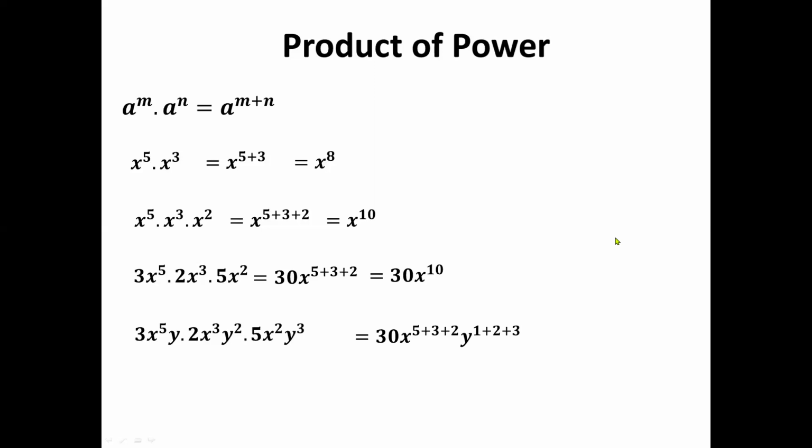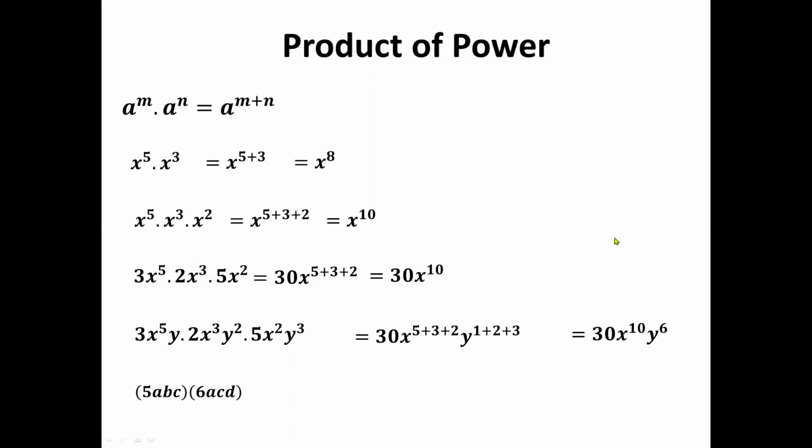Ang ating sagot, 30x raised to 5 plus 3 plus 2. Dahil may tatlo tayong x na may kanya-kanyang exponent na 5, 3, and 2, i-add lamang natin ang kanilang mga exponent. And then we proceed to y. We have 1 plus 2 plus 3. Finally, ang ating sagot, 30x to the 10th power, y to the 6th power. At yan ang ating tinatawag na product of power at ito ang ating mga halimbawa.